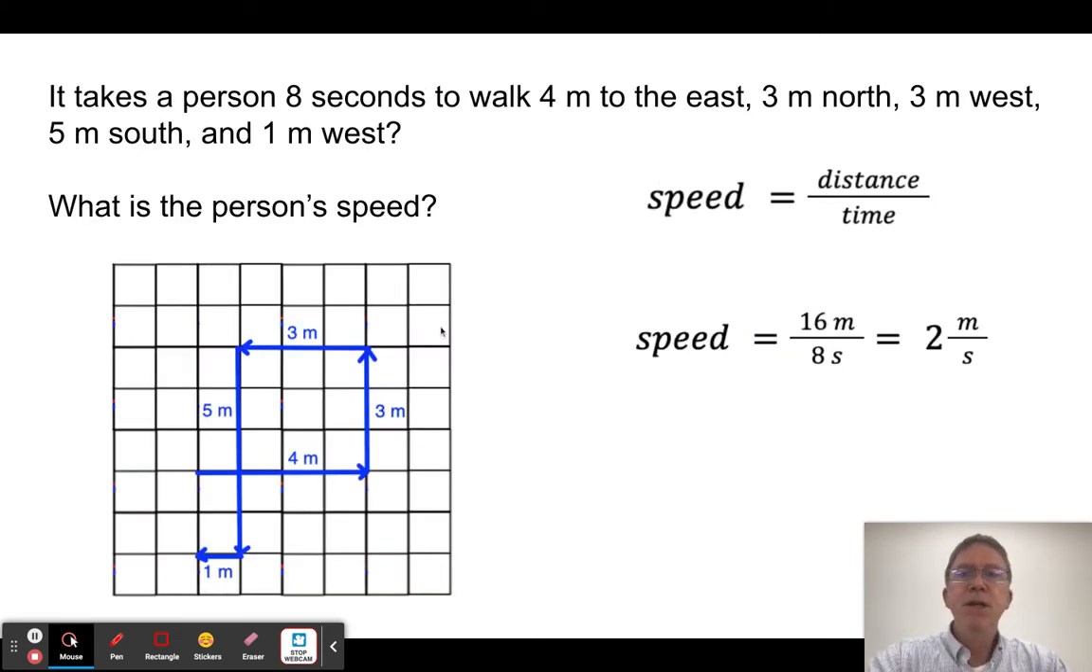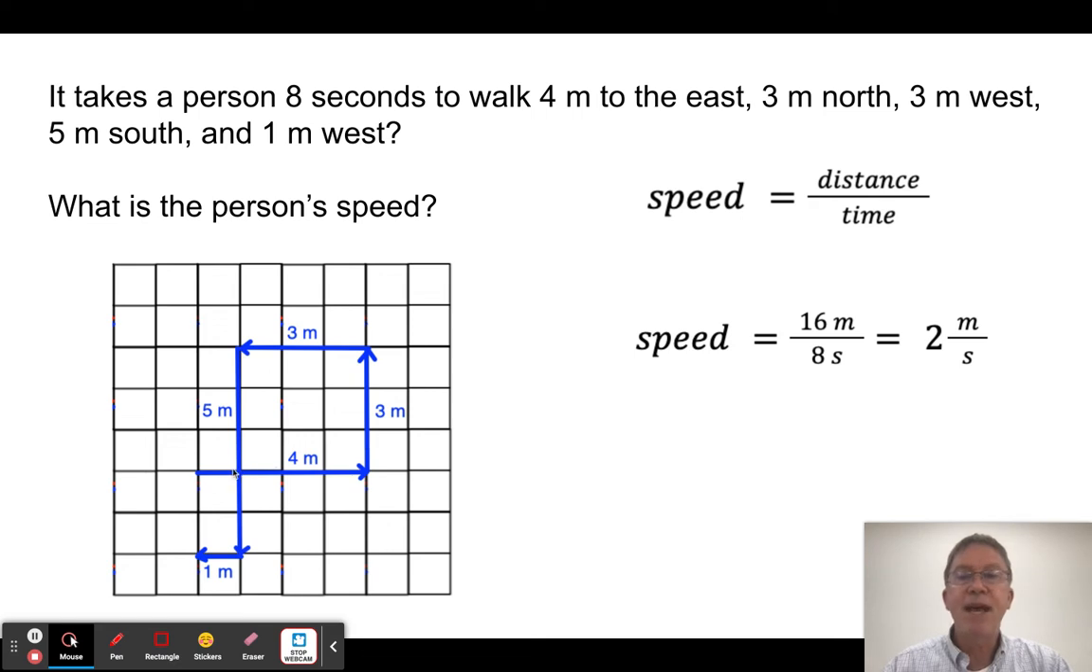So here you go. Let's just say I used this example before. A person walks 4 meters and 3 meters, or 3 meters and 3 meters this way, then 5 meters south, and 1 meter west. They did all this walking, right? Well, let's just see what their speed was. So to do that, I need to divide their distance by the time it took. Now, this trip they took was an 8 second total time lapse.